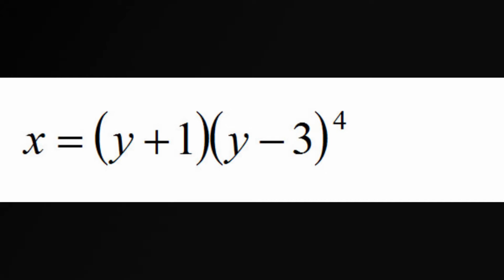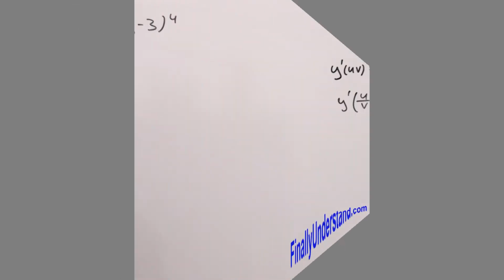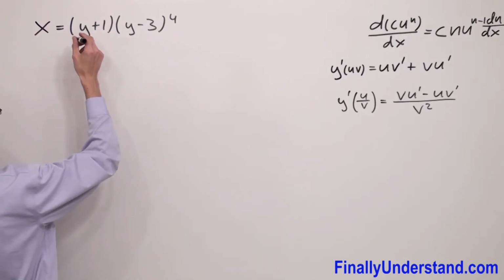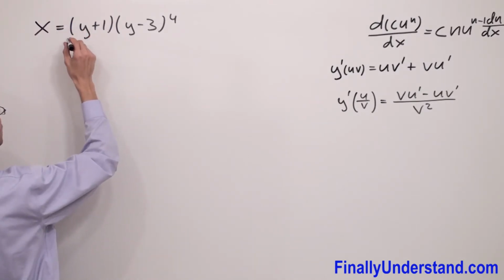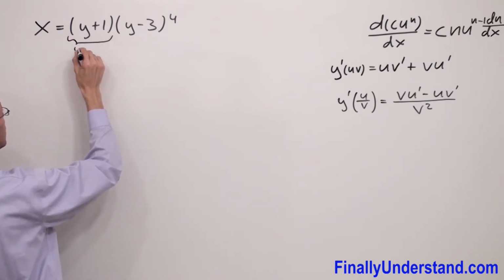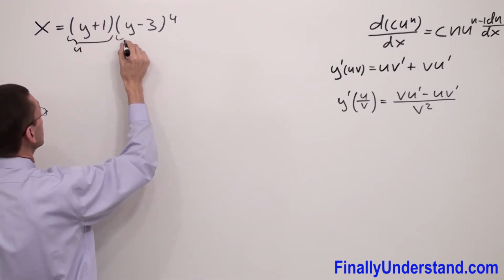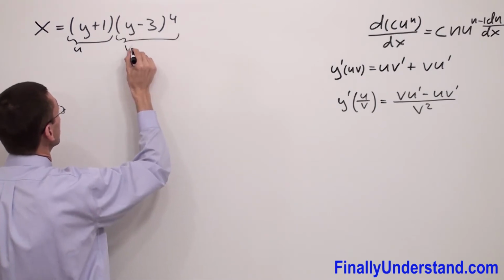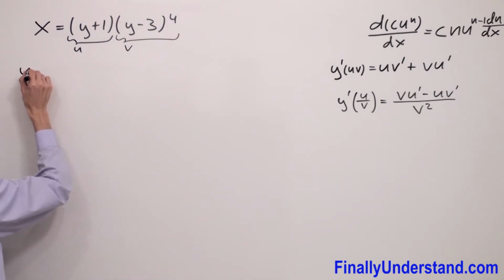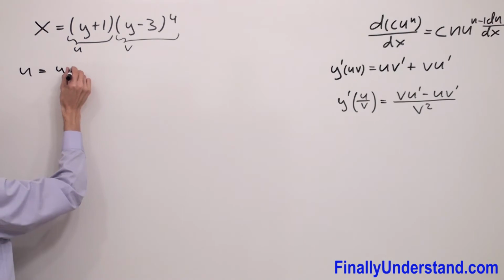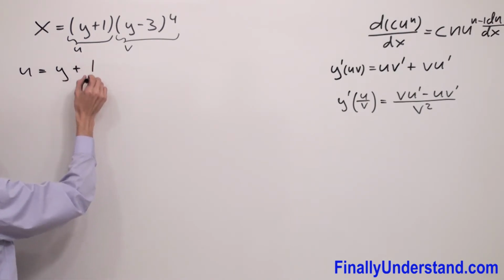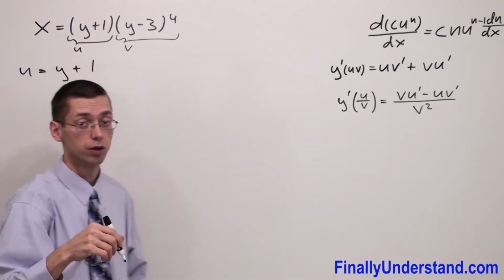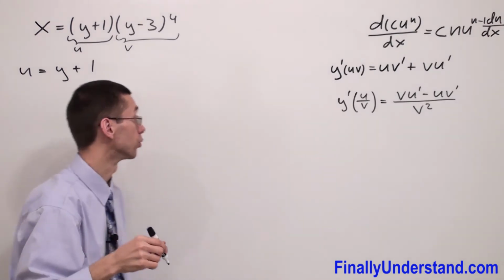Let's take a look at this example. We are talking about the product of two terms, okay? So what we're supposed to do? We're supposed to just realize that this is our u and this is v. u is equal to y plus 1. We're supposed to find the derivative of function x with respect to y.